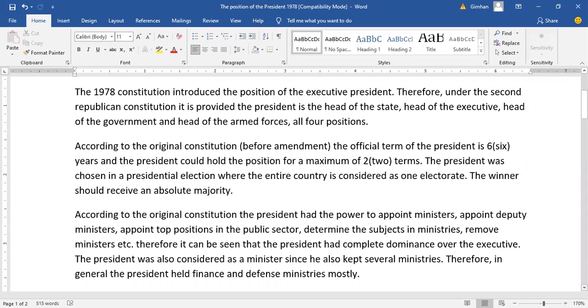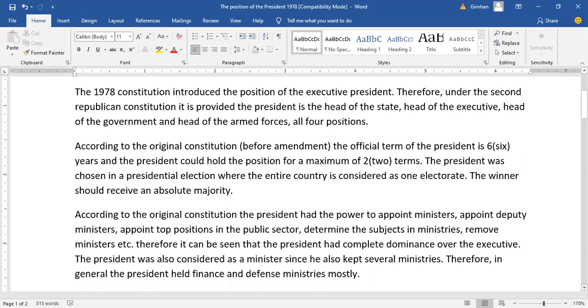there are four main positions in every country: head of the state, head of the executive, head of the government, and head of the armed forces. Head of the state means the Rajanayaka, the first citizen of the country. Head of the executive means there's an executive in the country, and you are the head of that. Then head of the government, the entire government: you are considered the leader of the government. And armed forces: there are forces like the army in the country, and you are the chief commanding officer. Even the army is supposed to follow your orders.